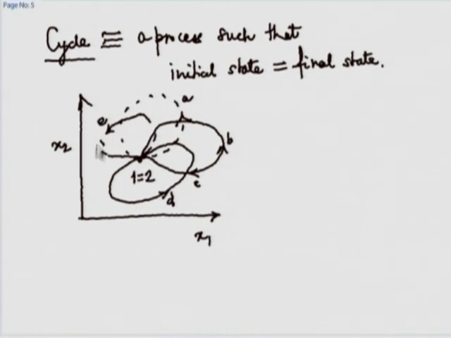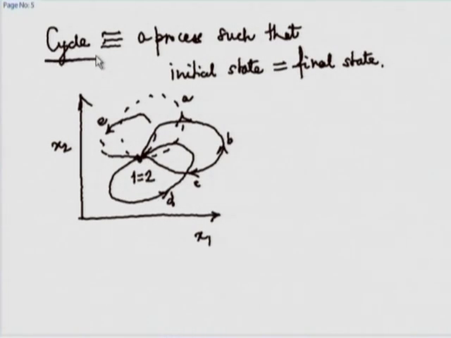Here, where I show the dotted line and the way I show the arrow is immaterial, because all I know is my initial state and final state are the same. So, in a non-quasi-static cycle, there will be at least one state of equilibrium. Part of it can be quasi-static, but even if a small part is made up of states which are not in equilibrium, it becomes non-quasi-static. So, this is our idea of a cycle. The system comes back to its initial state. So, the final state is the same thing as the initial state.